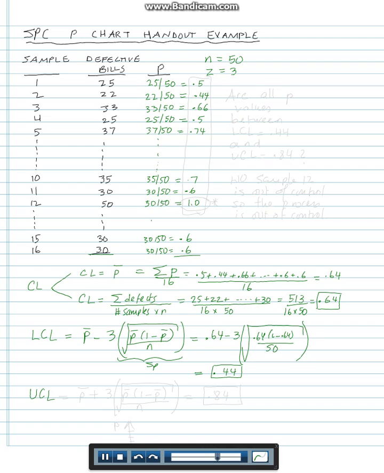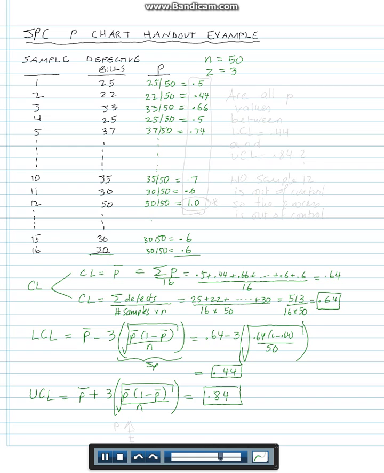UCL is the same thing, P average, but now we put plus 3 multiplied by, again, the standard deviation. So we're taking CL, the average, minus 3 standard deviations, and the average plus 3 standard deviations. If you do the plus, you should get 0.84.